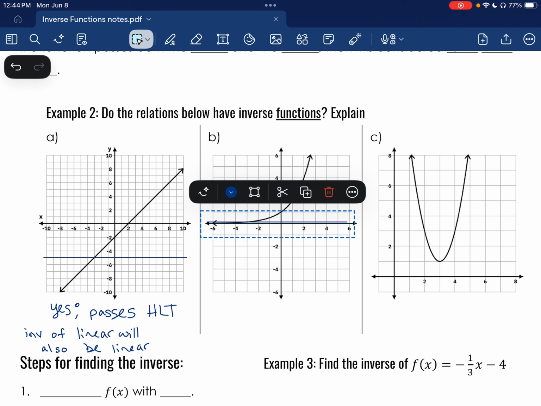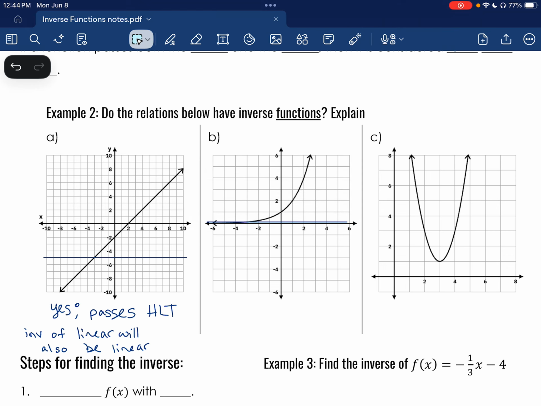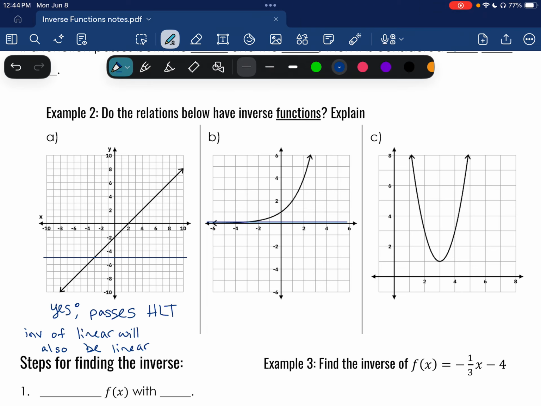Last but not least, we notice, oh no, this quadratic, y'all, it's not passing. But you can see for the majority of the time, except for at that vertex, it is constantly crossing my horizontal line in 2 spots. So that means that the inverse of a quadratic is not going to be a function. Oh no.